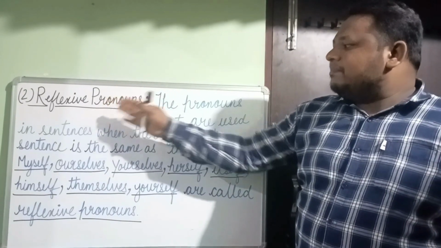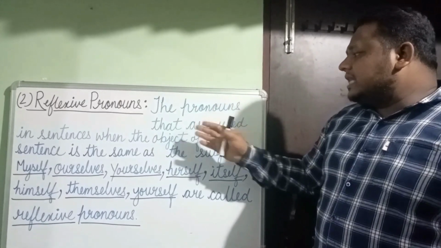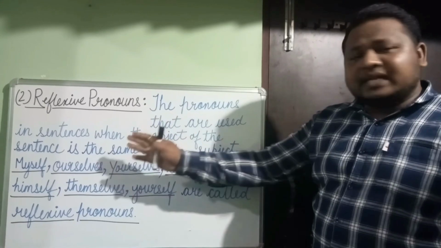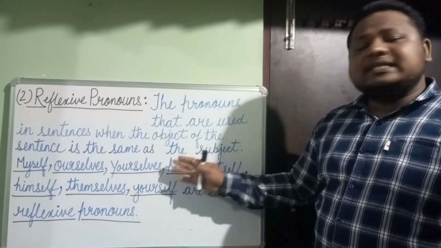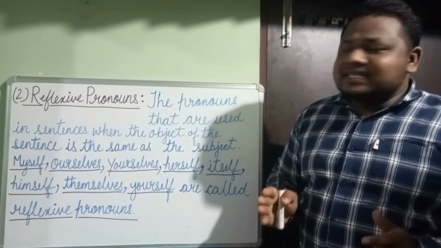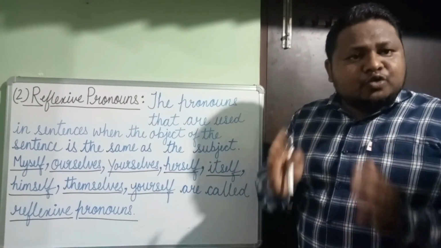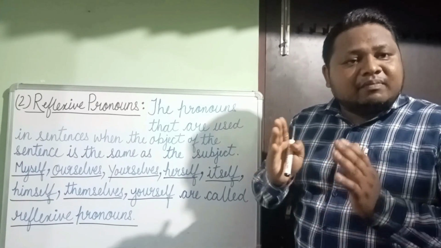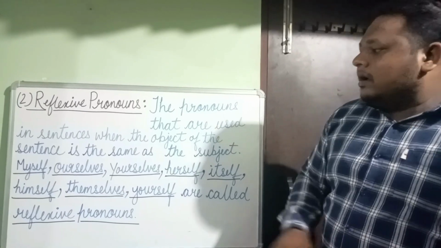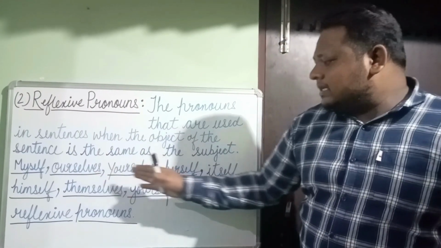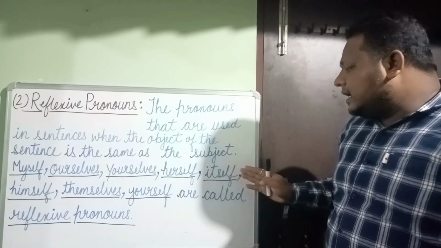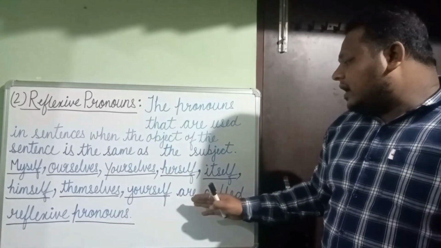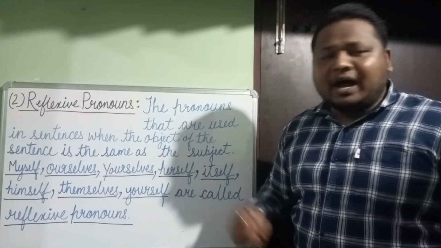Number 2, reflexive pronouns. These are the pronouns used in sentences when the object of the sentence is the same as the subject. It means in reflexive pronouns, the doer of the action and the receiver of the action will be the same person. Alright. Myself, ourselves, yourselves, herself, itself, himself, themselves, yourself are called reflexive pronouns.